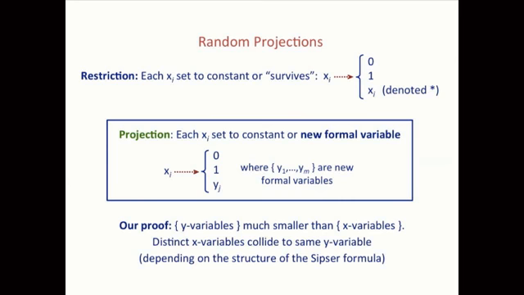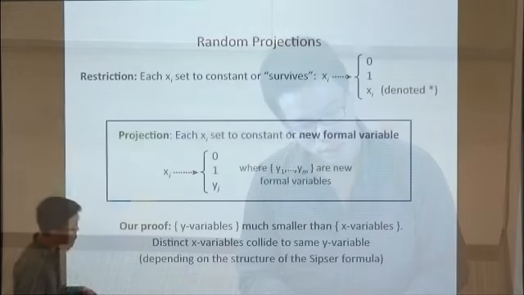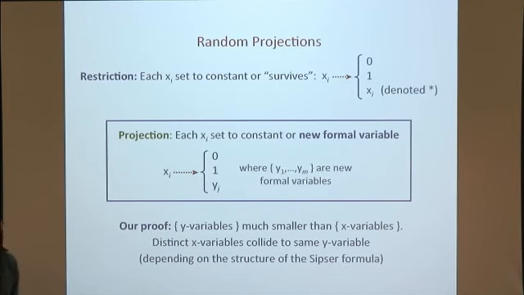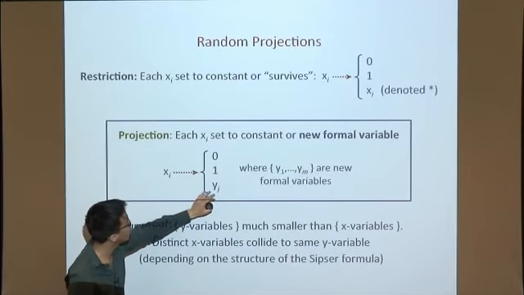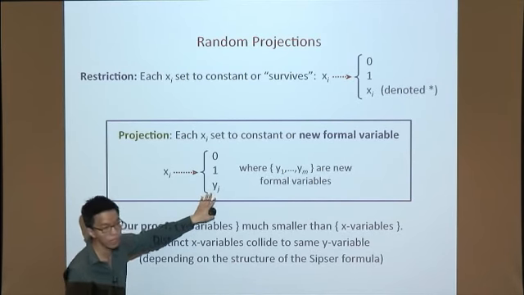And how do we exploit this? Very roughly speaking, in our proof, the new y variables are much fewer than the x variables. So we have a lot of collisions. Right? This is something that you cannot do in a restriction world. We map many different xi's to either 0, 1, or the same yj, and we map them in such a way depending on the structure of the Sipser formula. Okay. So again, it's easy to see that projections generalize restrictions, because you can enforce that every xi just maps to itself.